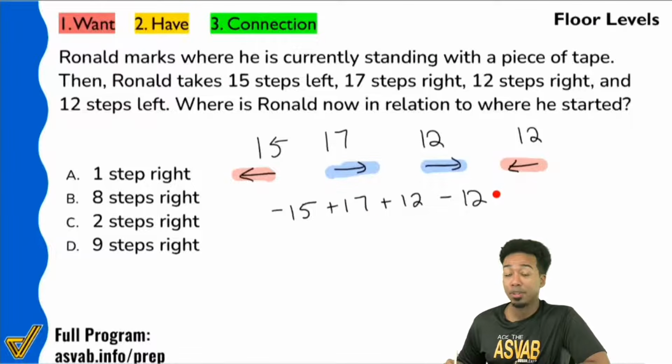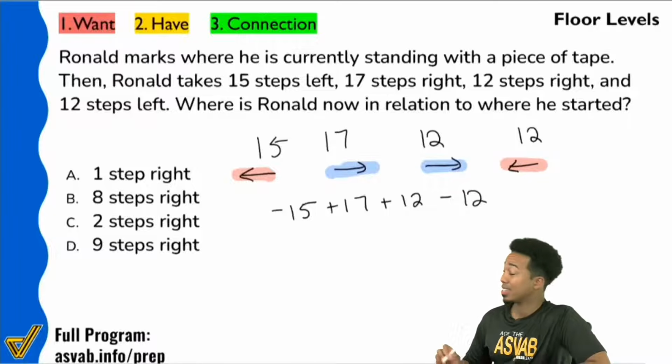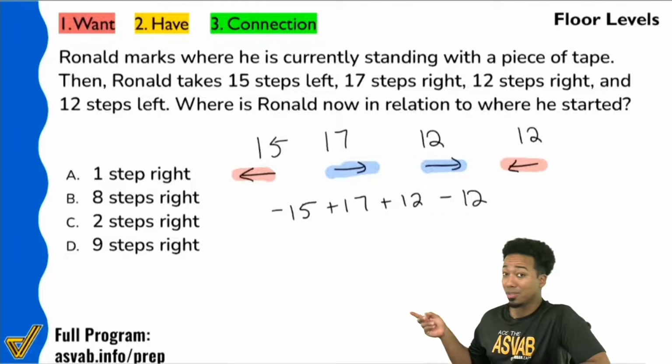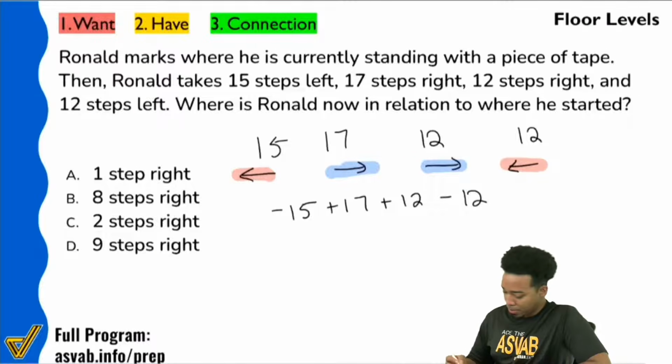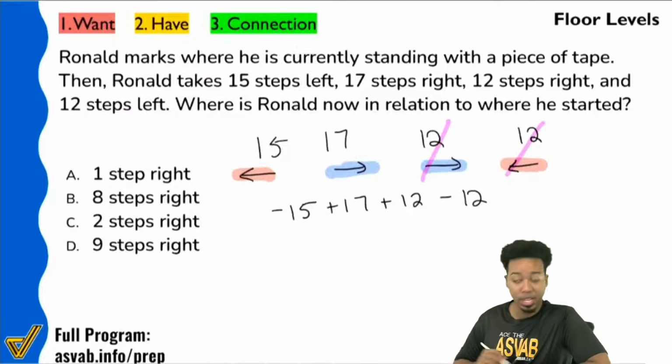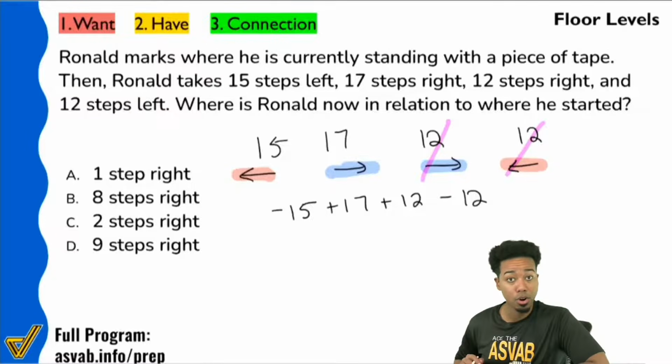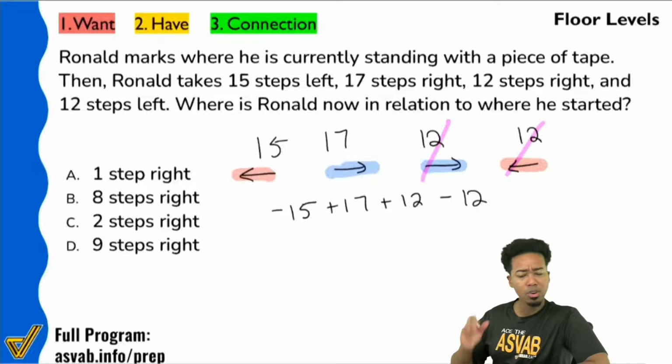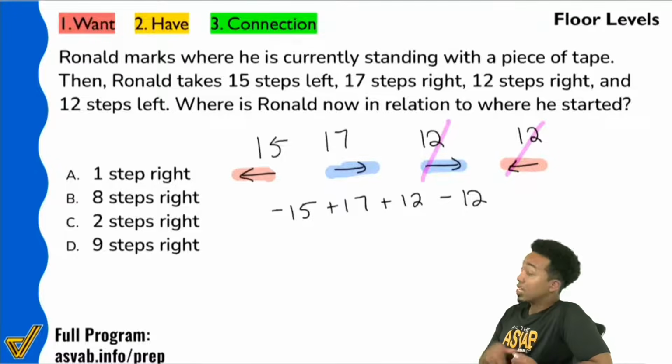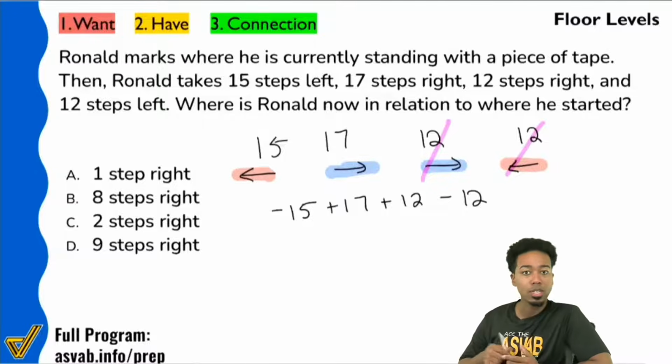But if you noticed, you can do a problem like this, even if the numbers were different, fairly quickly. If you go 12 to the right and 12 to the left, you end up right where you started. Everybody, is that true or false? If you go to the right and to the left the same number of steps, you end up right where you started. Boom. So if you took a second to analyze, bam, that's already done for you.